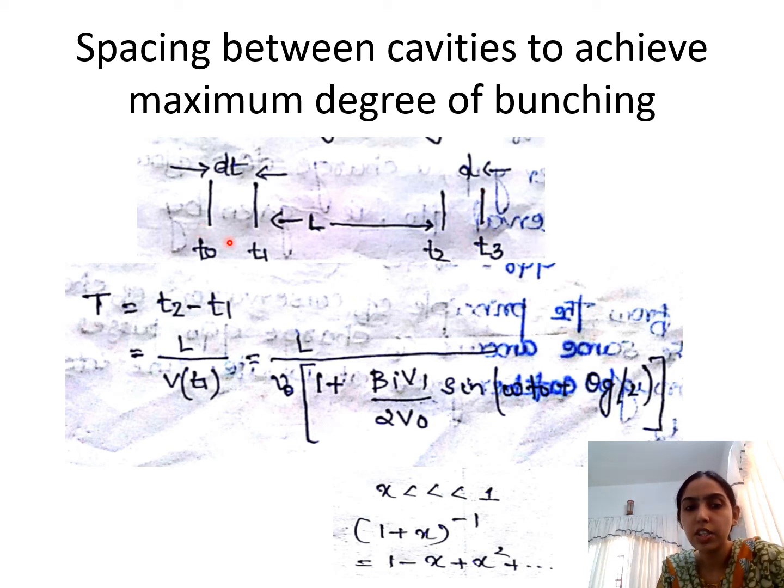Now once the electron enters this Buncher cavity, between the time period T0 and T1, obviously we know that it is undergoing velocity modulation, and when it enters this distance L, this field free space, it is undergoing the bunching process. Electrons are getting bunched into dense clusters. Now we write the expression for this transit time T2 minus T1 as L by V of T1. We have to replace this V of T1 with the expression for the velocity modulation, which we have already written.